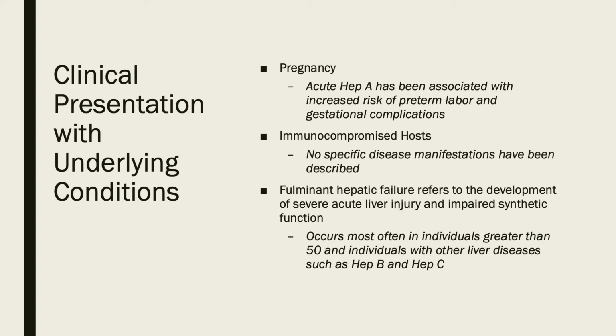And lastly, there has been shown to be fulminant hepatic failure, which is the development of severe acute liver injury and impaired synthetic function. This typically occurs in individuals that are older than 50 years of age, and those that have other liver diseases already, so other chronic liver conditions that exist, such as Hep B and Hep C.